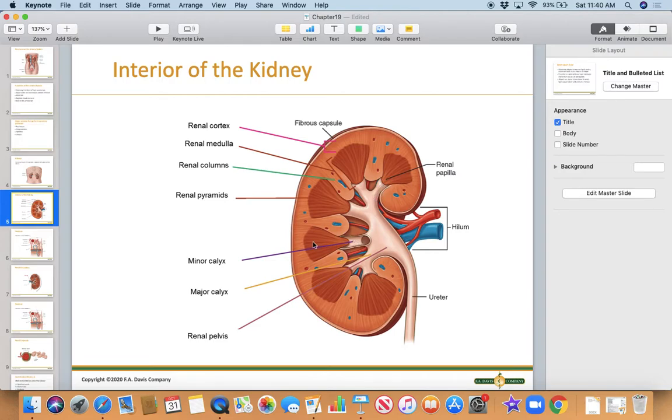So here's a minor calyx. So each pyramid drains into a minor calyx, and then the minor calyxes merge to form major calyxes. So these are just passageways for the urine, and then the major calyxes are going to merge to form the renal pelvis, which then drains into the ureter.